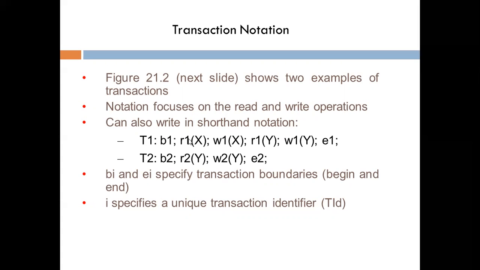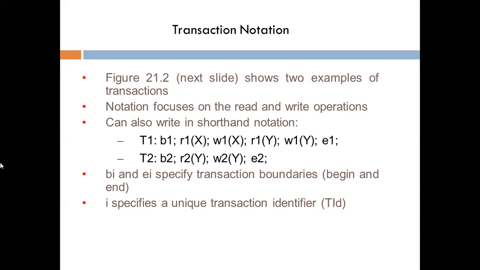B1 and E1 specify the boundaries of a transaction, that is begin and end. B1 indicates the beginning of this particular transaction. R1 of X means read X, then W1 of X is write X, then read Y, write Y, then end. Here R indicates read, W indicates write, and 1 indicates the unique transaction identifier, which we call the transaction ID.